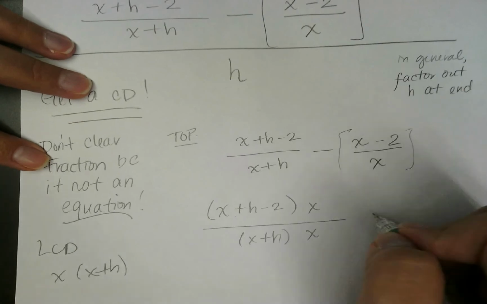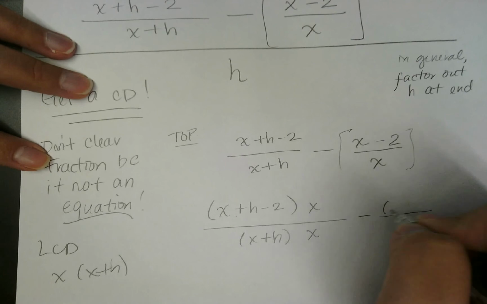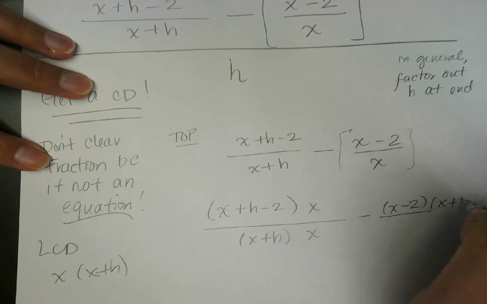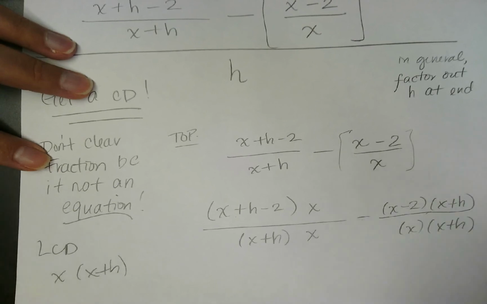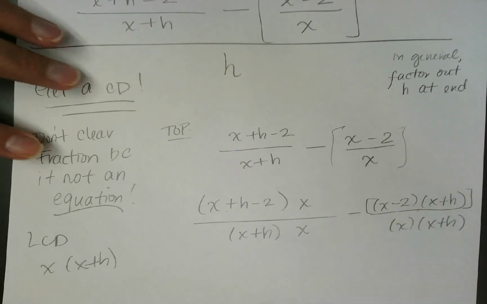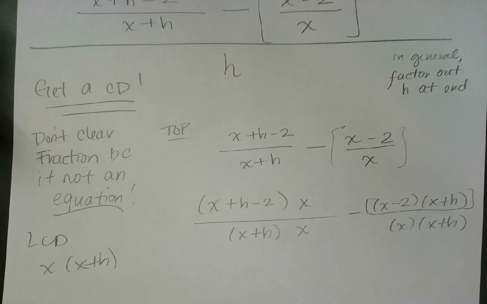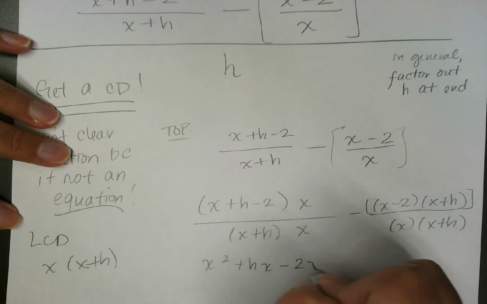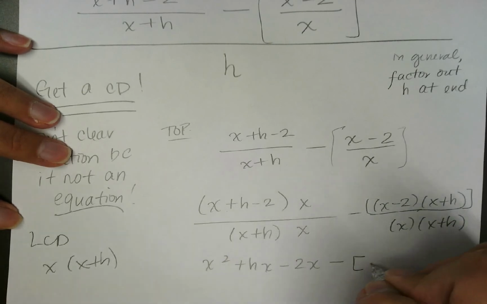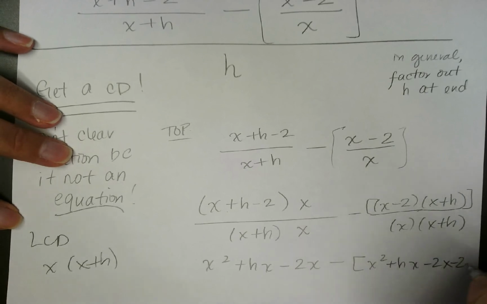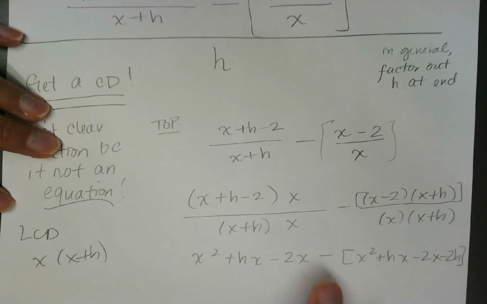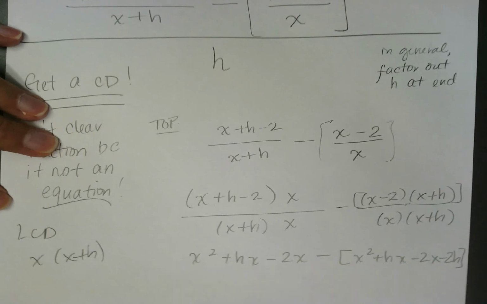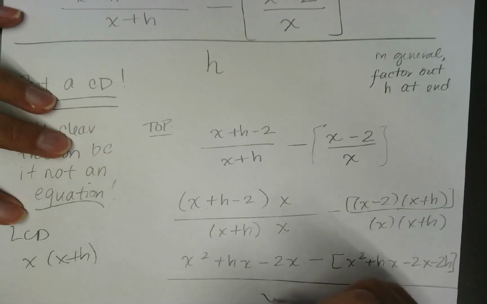And then minus, this guy's missing an x plus h. Again, eventually you're going to have to distribute this negative. I'm going to keep these brackets. There's the LCD work, okay? Let me do this. X squared plus hx minus 2x minus, in brackets, x squared plus hx minus 2x minus 2h, in brackets. Because I still have to distribute that negative. So that was all the top. I distribute all the top, all over my LCD.